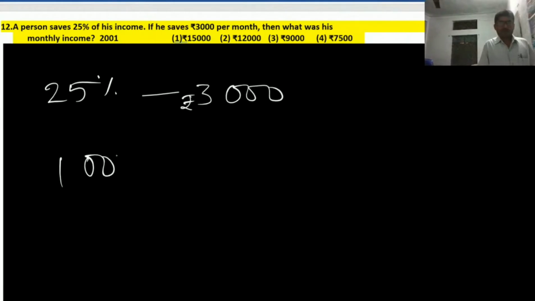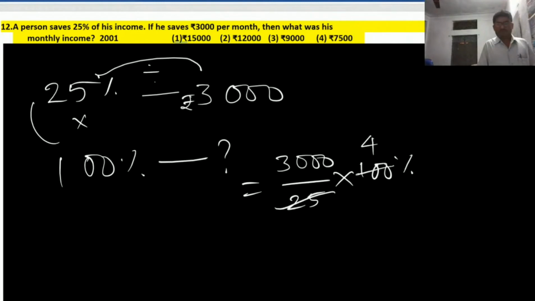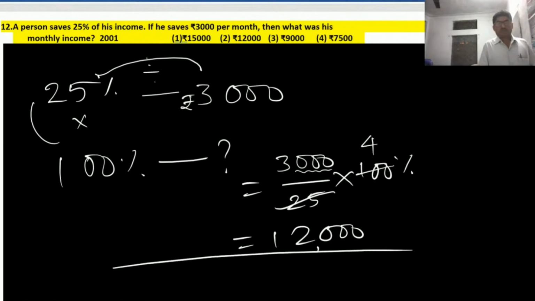So 100% of his income, how much? We use the unitary method. 100% of income is equal to 3000 by 25 into 100. 25 fours are 100, 3 fours are 12. You have to keep these 3 zeros. So 12,000 is the total income. 12,000, option 2.